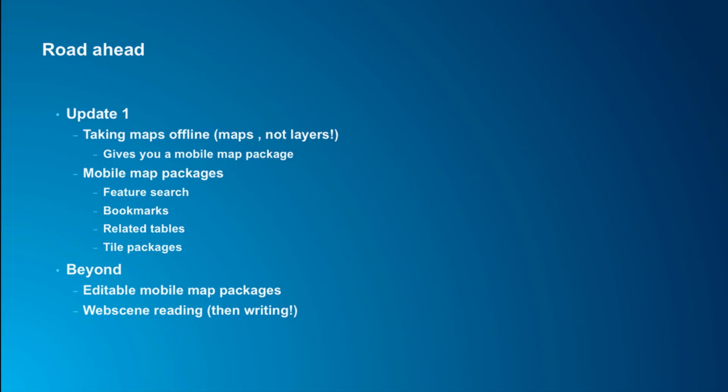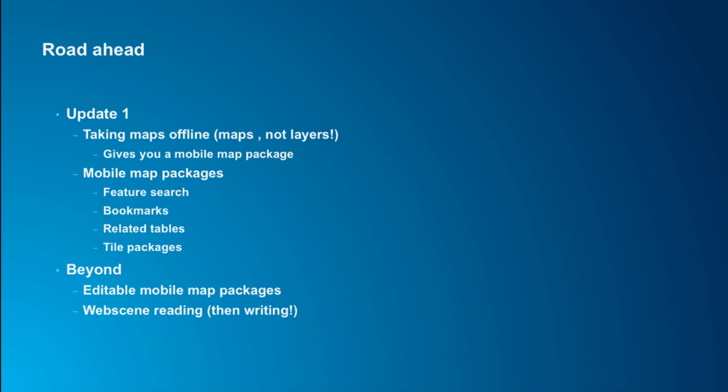We're adding a few things to mobile map packages themselves, in terms of adding them in Pro and in Runtime: being able to search for features, work with bookmarks, work with related tables, and add in raster-based tile packages. Right now in Pro, you can add in vector tile packages, which is really cool, inside a mobile map package, but you can't add in raster tile packages. So if you want to add imagery to a mobile map package right now, you can't do that, but we'll be working on adding that into Pro 2.0 and then into the runtime.